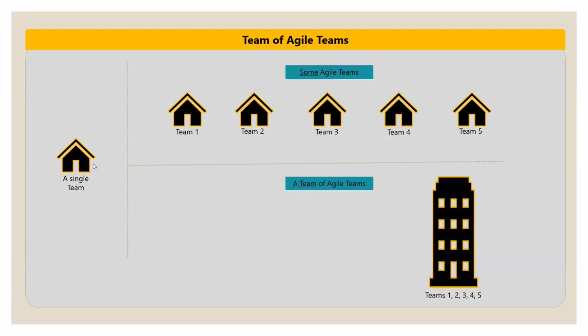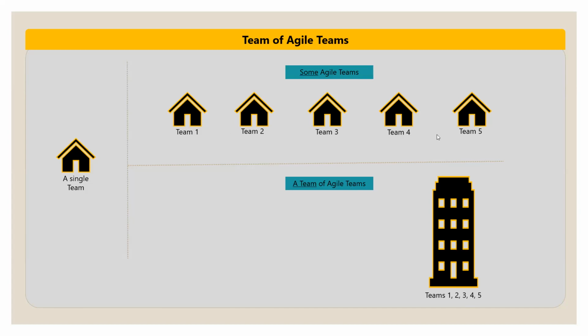Let's look at this example. I have one team which can build a house. On top, I have 5 teams. At the bottom, I have 5 teams. But the teams on the top are called some agile teams, but the team on the bottom is called a team of agile teams. Why?